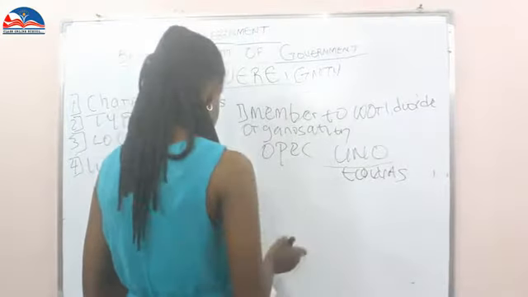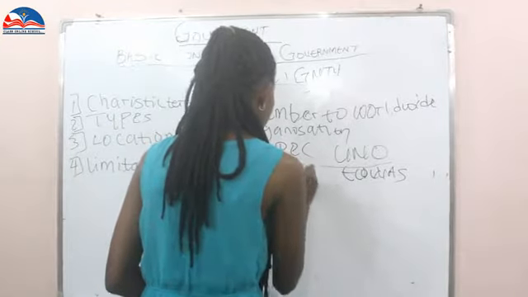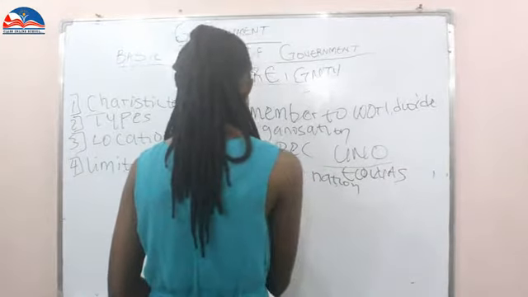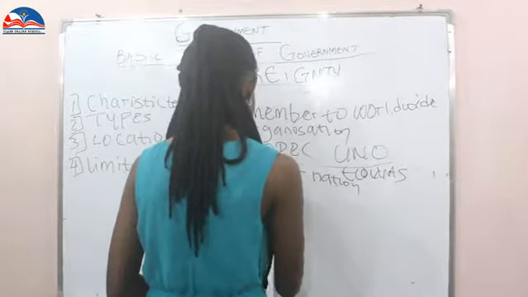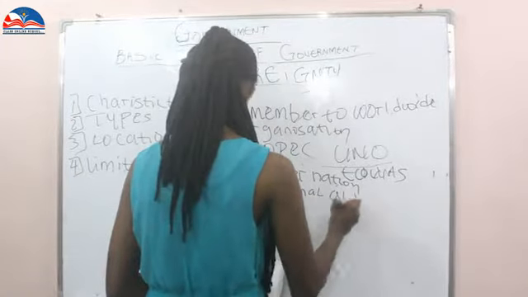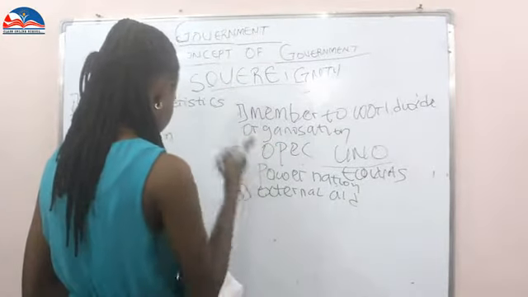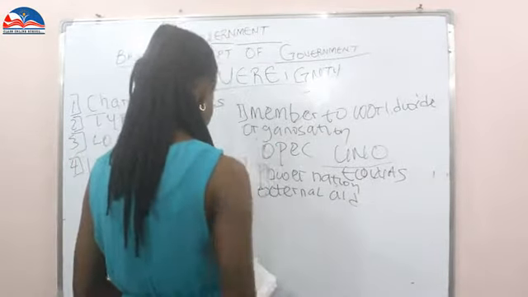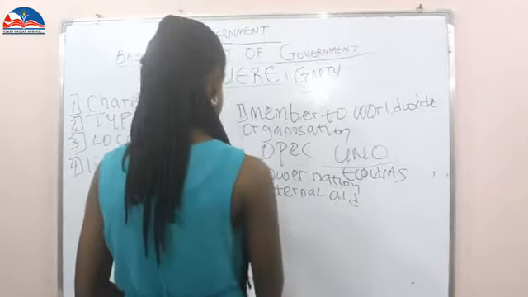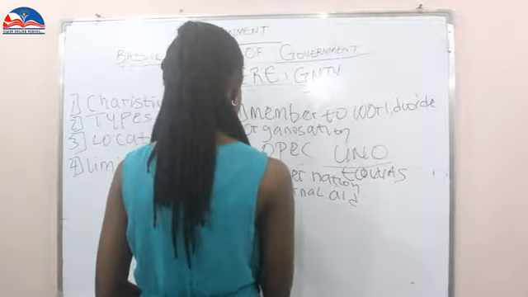So we have influence of powerful nations. Let's put it, powerful nation. Let's go. We have external aid. Examples of these powerful nations, we have USA, we have USSR, that's America and Russia. And let's go, number 4, we have Constitution.